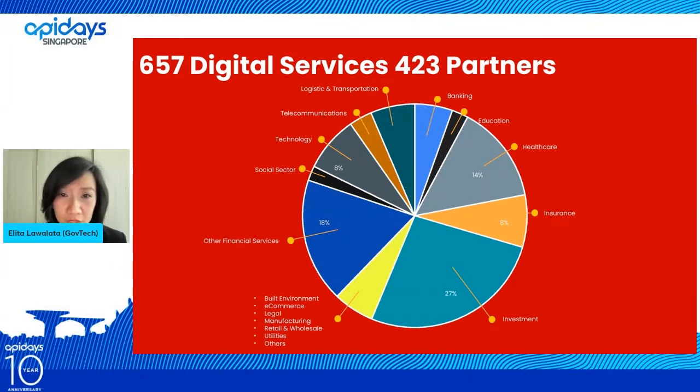If you take a look, 27% of them are part of the investment industry. These are your capital market services providers, those providing financial advisory. 18% of them come from other financial services. So these are the ones that provide credit services, money changer, remittance services. We also have 14% coming from healthcare. So this is teleconsultation providing telemedicine. Your clinics, your hospitals, their patient registrations are integrated with MyInfo.